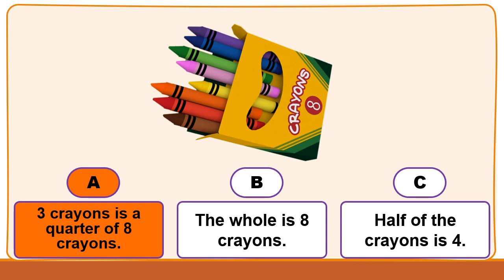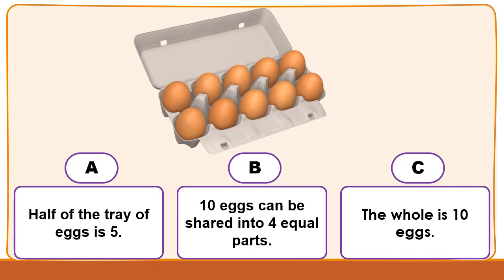Let's have another one. Now let's look at this tray of eggs. Which statement is not true? Is it A, half of the tray of eggs is 5? B, 10 eggs can be shared into 4 equal groups? Or C, the whole is 10 eggs? Again, children, you may use some counters to help you out. Pause and think.